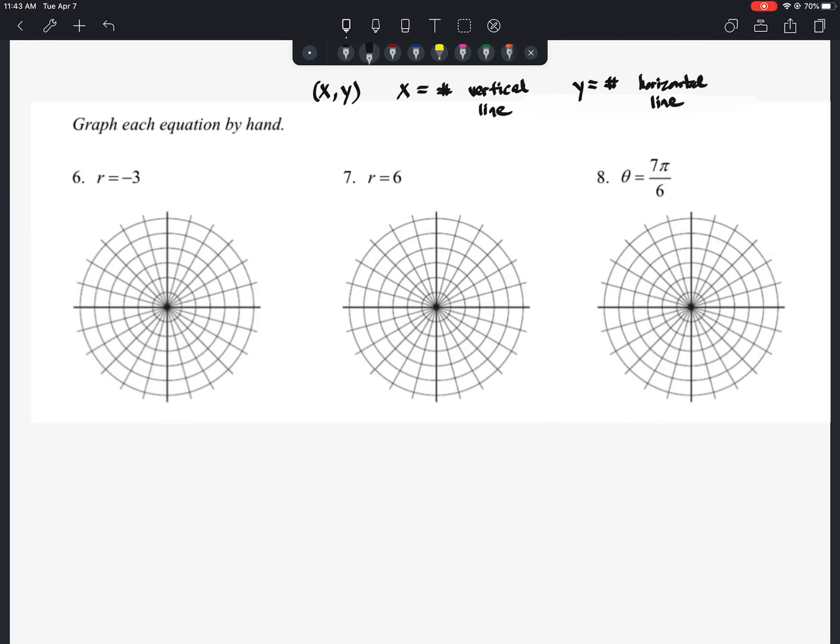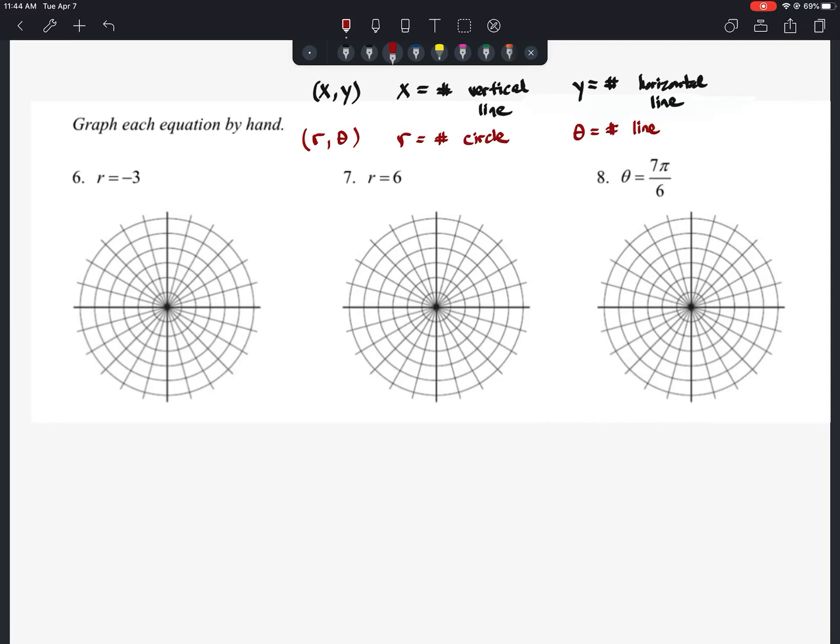Then we started to learn about polar coordinates, right? Where we've got our radius and our angle measure. And each of these have their own kind of shapes as well. So if we have r just equals a number, remember that was going to be a circle, because it's giving us the radius of the circle. And when we had something that was just theta equals something, this one always ended up being a line. So as we do these ones here, remember number 6 says r equals -3.